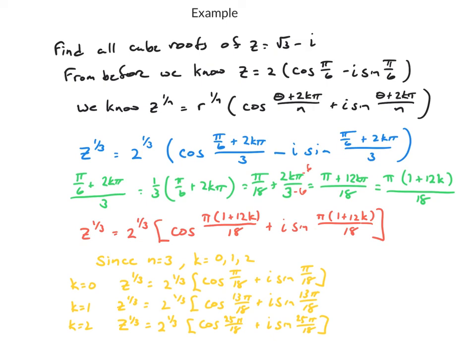When k equals 1, now that'll be 1 plus 12, so I get the cube root of 2 times the cosine of 13 pi over 18 plus I sine of 13 pi over 18. And the last one, I'll put 2 in for k, and when I do that, 2 times 12 is 24 plus 1 gives me 25. So I get 2 to the 1/3 power times the cosine of 25 pi over 18 plus I sine of 25 pi over 18.